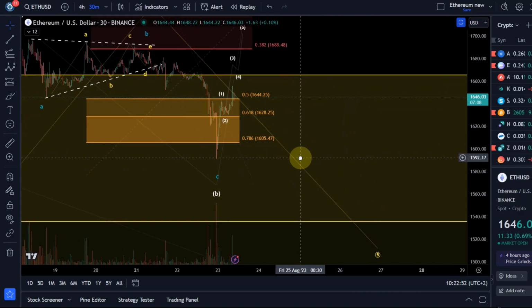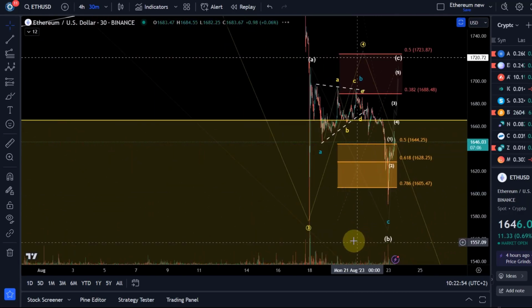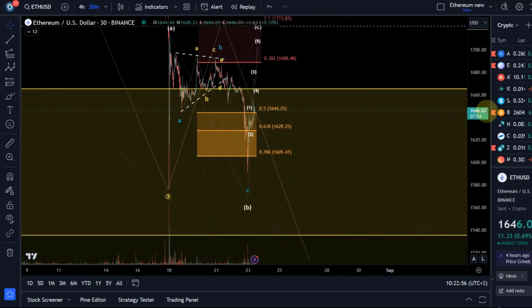This is currently what we're looking for on the ETH chart. I think those are the levels that are relevant today.